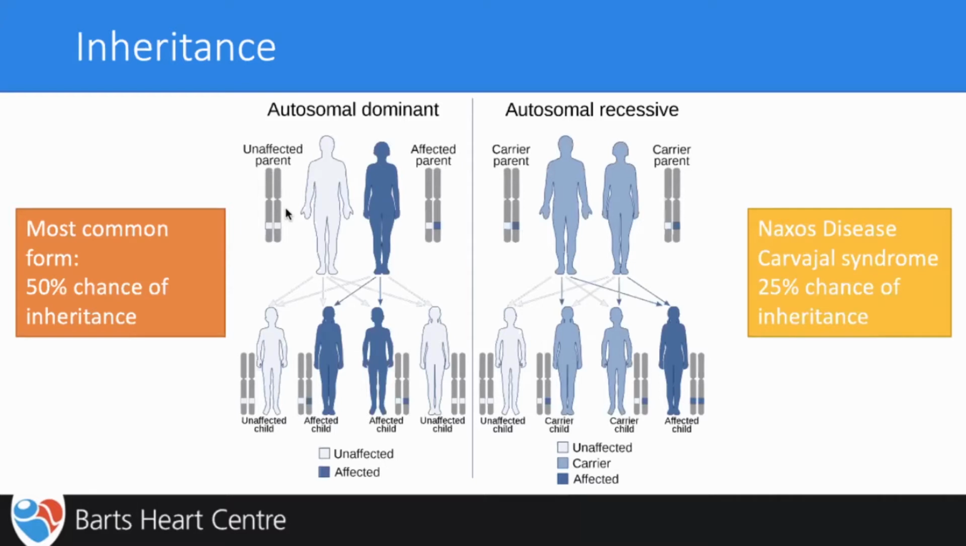Whereas there are some forms of arrhythmogenic cardiomyopathy that are autosomal recessive. So this is the most common inheritance, but there are some that are autosomal recessive, and these are Naxos disease and Carvajal syndrome. In Naxos disease, you need both parents to be carriers of the mutation, and the inheritance pattern is 25% in that case.